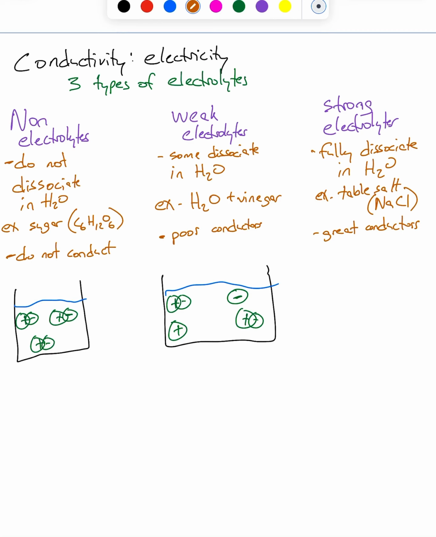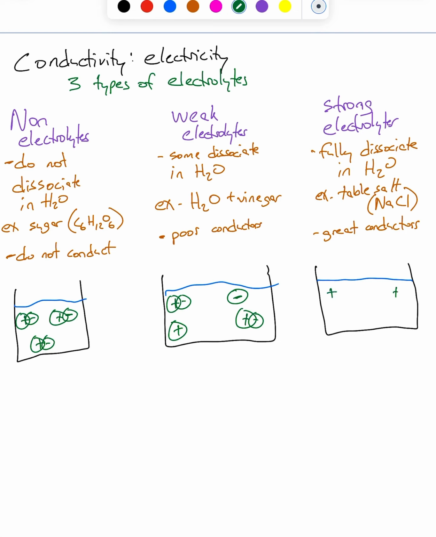All three of these examples that we've given are solutions. All of them dissolve in water, or the solvent that they have. In this case, these are electrolytes in water. Some of them don't dissociate at all. Some of them somewhat dissociate. Those are weak electrolytes, and strong electrolytes are examples like sodium chloride, NaCl.